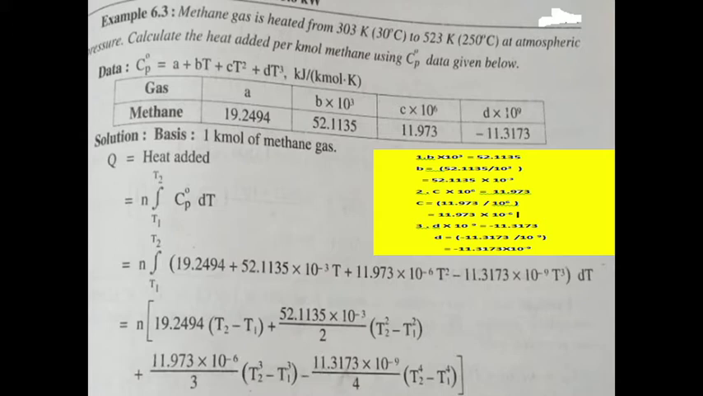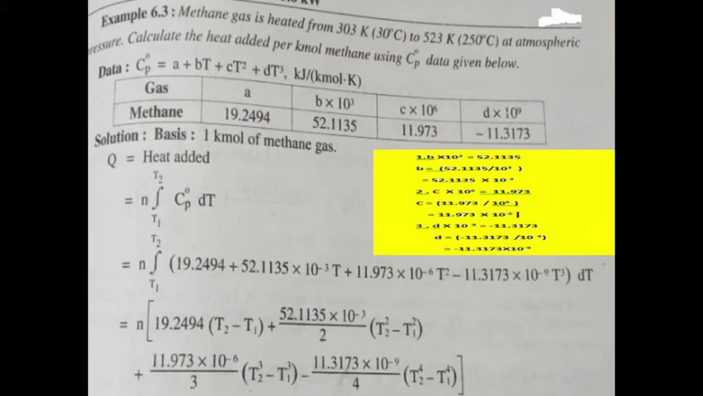The A value is 19.2494. The B value is not directly given. Only B into 10 to the power of 3 is given, and from that we are going to find the small b value. Refer to the yellow color box. Small b is equal to 52.1135 into 10 to the power of minus 3.